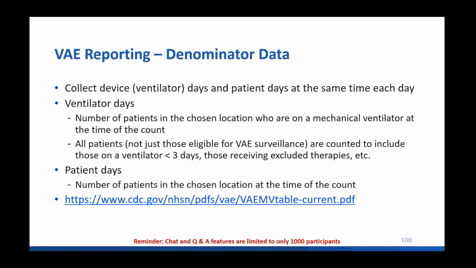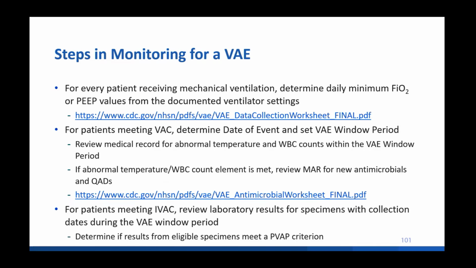And then the link at the bottom of the slide is for a table designed to assist in determining which patients to include in VAE surveillance and/or in daily counts of patients on invasive mechanical ventilation based on the type of mechanical ventilation or related treatments that they may be receiving. And here I have outlined some steps to aid in monitoring for a VAE. For every patient receiving mechanical ventilation, first determine the daily minimum values for both FiO2 and PEEP from the documented eligible vent settings. This is where the data collection worksheet comes in handy.